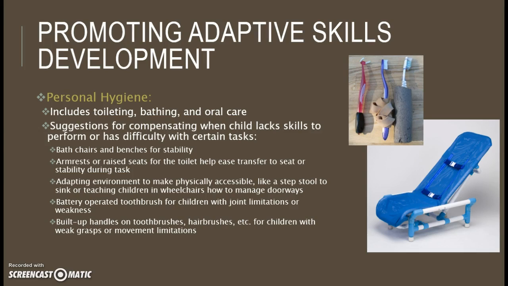Suggestions for compensating when a child lacks skills to perform or has difficulty with certain tasks include bath chairs and benches for stability, armrests or raised seats for the toilet to help ease transfer to the seat or stability during the task, adapting the environment to make it physically accessible, like a step stool to the sink, or teaching children in wheelchairs how to manage doorways and getting around, a battery-operated toothbrush for children with joint limitations or weakness, or built-up handles on toothbrushes, hairbrushes, and more for children with weak grasp or movement limitations.